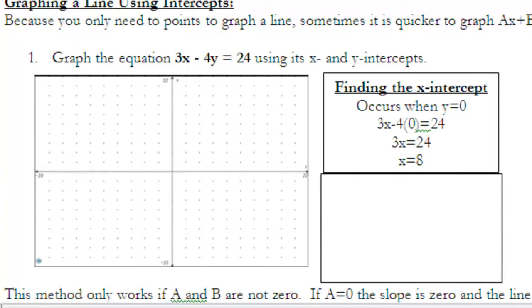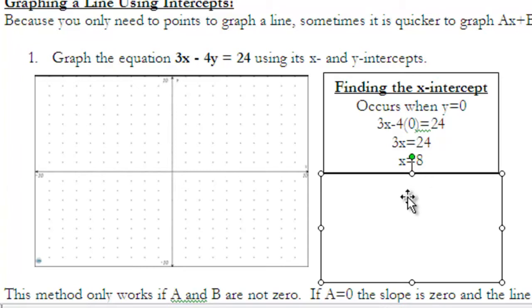If I let y equal 0, I have 3x minus 4 times 0 equals 24. Well, 4 times 0 is 0, so it's almost like I'm just covering up the y term and solving for x with 3x equals 24. Then I can divide both sides by 3, and that's how I end up with x equals 8. So that would be the x-intercept.